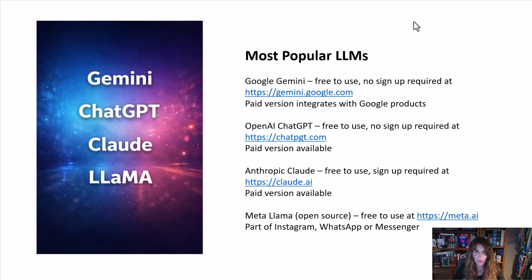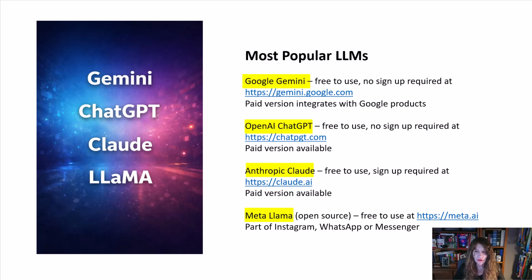The most popular LLMs are Google's Gemini, OpenAI's ChatGPT, Anthropic's Claude, and Meta's Llama. Gemini, ChatGPT, and Claude are all free to use. You do not need to sign up for an account with Gemini or ChatGPT. However, you do with Claude. Llama is integrated into some of their applications, and you will be using it in that respect.